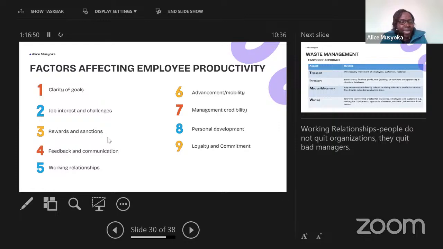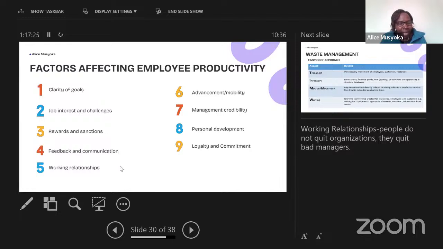Then we look at rewards and sanctions. We discussed this when we were discussing performance management, and we cannot really underrate it. It is a factor that every organization needs to consider, because if we do not reward good performance, then we are discouraging the high performers, who just become mediocre, because they will say, in this organization, it doesn't matter whether you work hard, whether you perform or you don't perform.